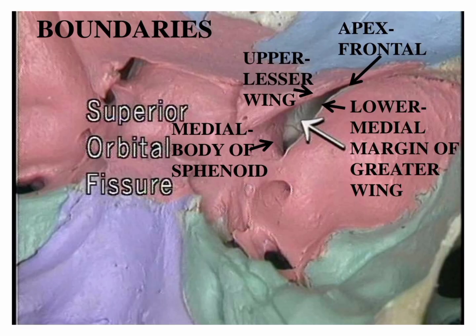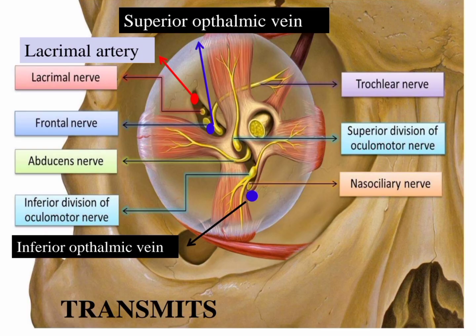Superior orbital fissure is a slit-like opening bounded superiorly by the lesser wing of sphenoid bone, inferiorly by the greater wing of sphenoid bone, and medially by the body of sphenoid bone. Superior orbital fissure transmits the superior division of the oculomotor nerve, inferior division of the oculomotor nerve, the trochlear nerve, the abducent nerve, the branches of the ophthalmic division of trigeminal nerve, mainly the frontal nerve, lacrimal nerve, and the nasociliary nerve, and the lacrimal artery. Also transmits superior ophthalmic vein and inferior ophthalmic vein.